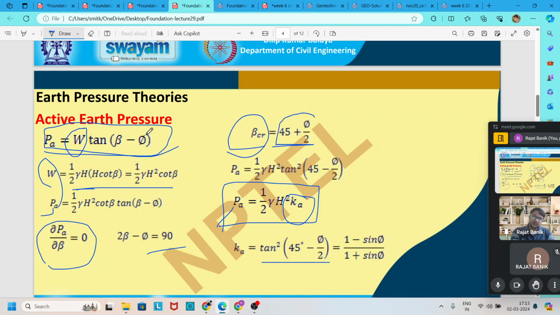Put this critical value in this equation and we get half gamma h square into K, or we can say half gamma h square into tan square (45 degree minus phi by 2). And if you replace this tan square (45 minus phi by 2) with K, this coefficient is called the active earth pressure coefficient for the active case.